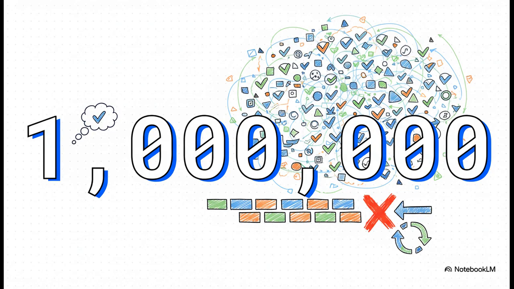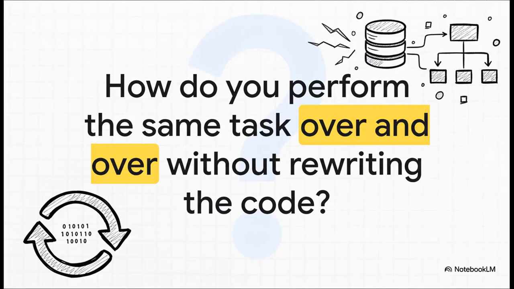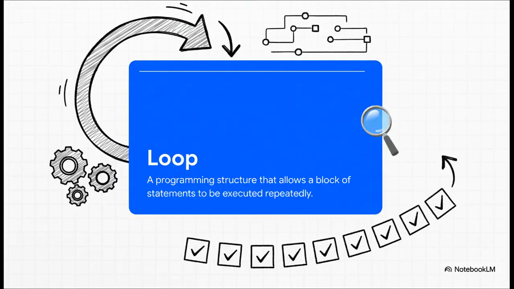So checking one number is pretty straightforward. But what if we needed to check 1,000,000 numbers? I mean, you can't just write the same code over and over and over again. That would be insane. So how do you do it? How do you get a computer to perform the same task again and again without rewriting the code? Well, the answer is the second core concept of programming, and it's what makes computers so incredibly efficient. The answer is a loop.